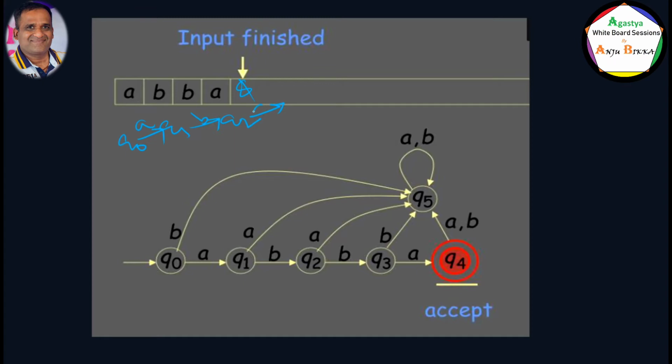Q2 on again B, it is moving into Q3. Q3 on A, it is moving into Q4. So whenever the end of input is reached, then the finite control is in the final state. Then this string, ABBA, is accepted. This string is accepted by this machine.